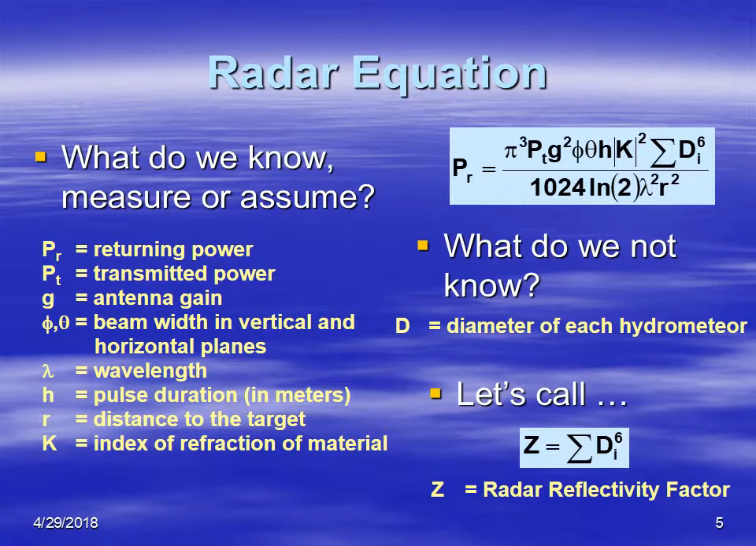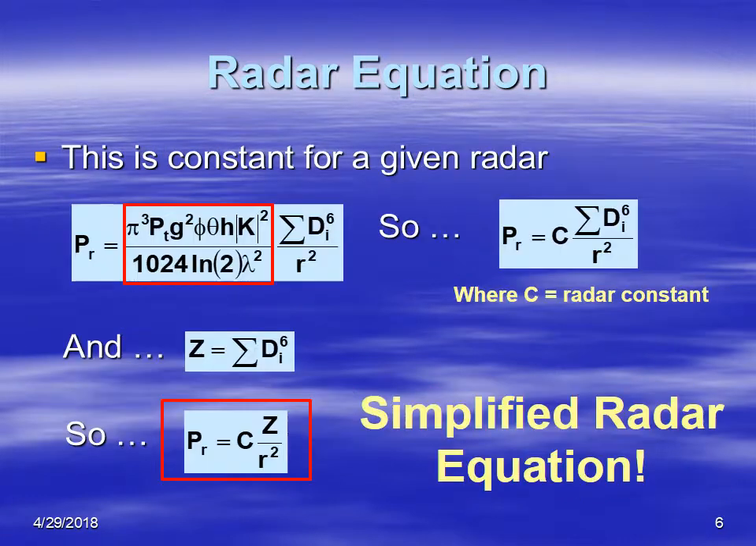But this D^6, that's the D raised to the 6th power. That D is the diameter of each hydrometeor in the radar volume. So what we're going to do is we're going to fudge a little bit, and we're going to call that sum of D raised to the 6th power, we're going to call that Z. And that'll be our radar reflectivity factor. And it determines the scattering that all the cloud does, and all the power that comes back to the radar. So everything in the red box on the top equation is things that are constant for the radar, things that we know. We're going to call that the radar constant.